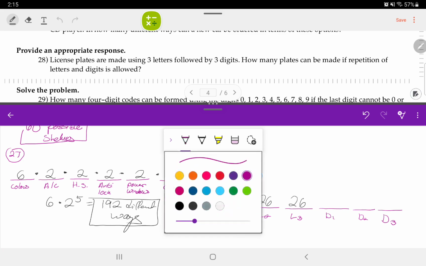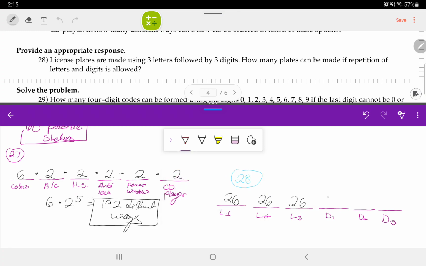When it comes to my digits, there are 10 single digits that can take the spot for the first digit. If I use a digit, I can then repeat that digit or use the 9 remaining digits, which means there are 10 options for the second digit. And there are 10 options also that can be used for my third digit.